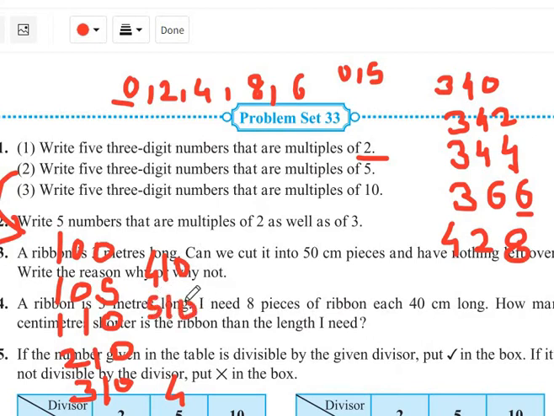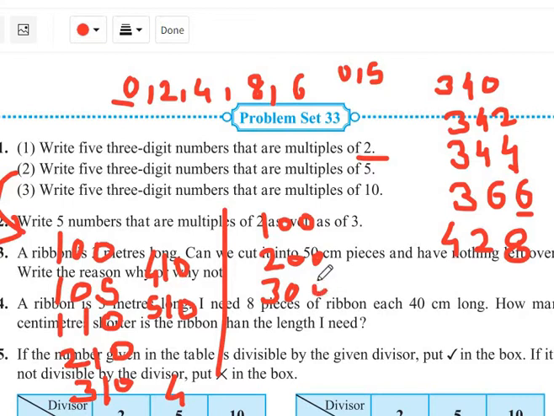510. Okay, these are all numbers which are multiples of 5 because the last digit is 0 or 5. Then write 5 three-digit numbers that are multiples of 10. Now the test of 10 is that the last digit contains 0. That means suppose I write 100, 200, then 300.